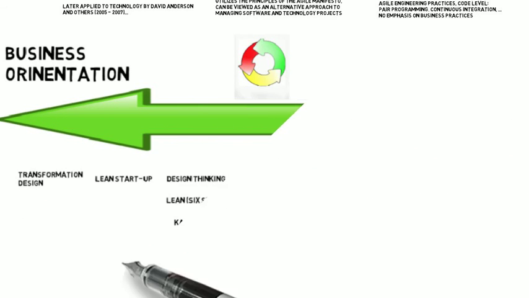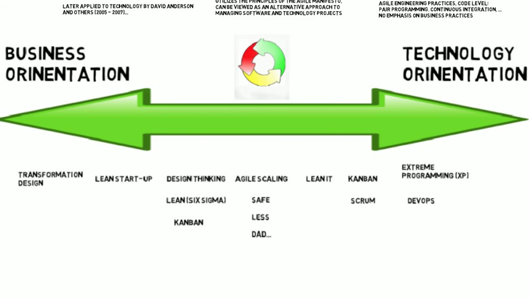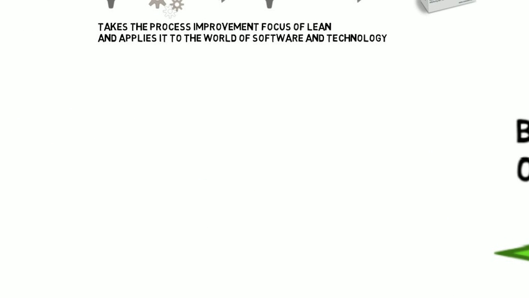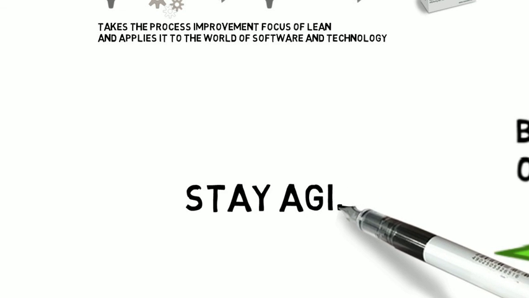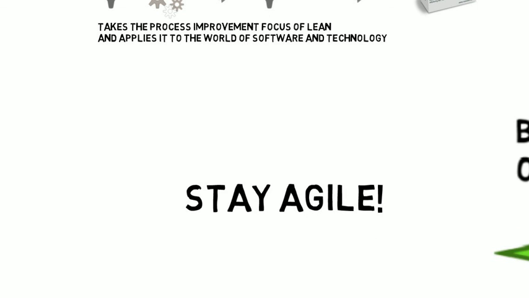I'd like to revisit the picture here that we have of the different Agile methods, all the way from transformation design and lean startup on one end to Scrum and Kanban, extreme programming and DevOps on the other. You can see that we have a large spectrum of different methods that get used at different points along the way. Depending on whether you're business-oriented focus or technology-oriented focus, there is an Agile method for you.